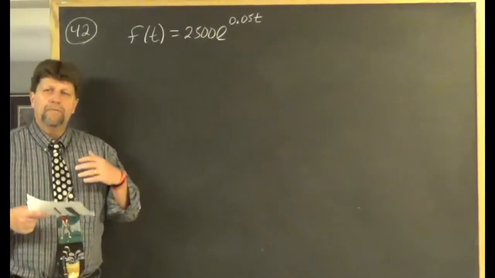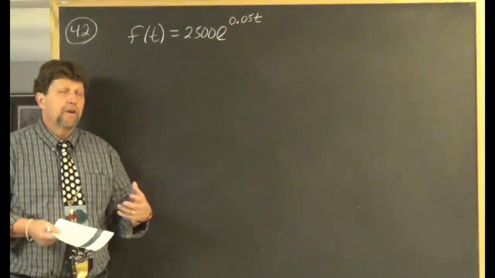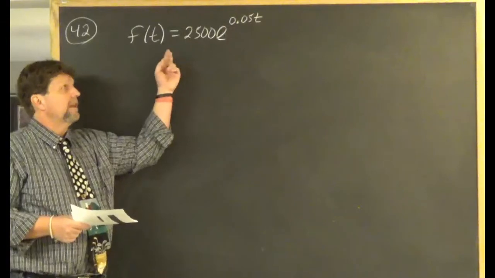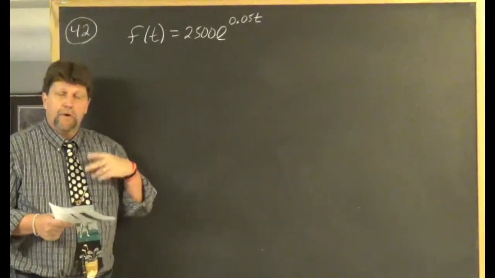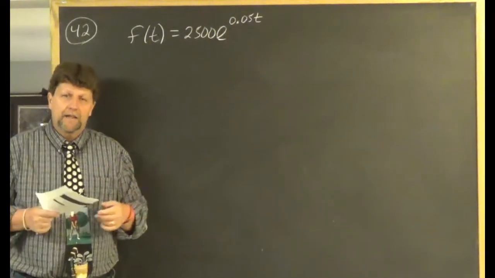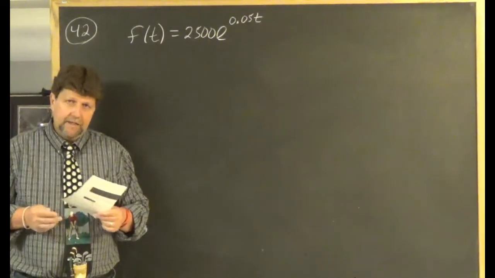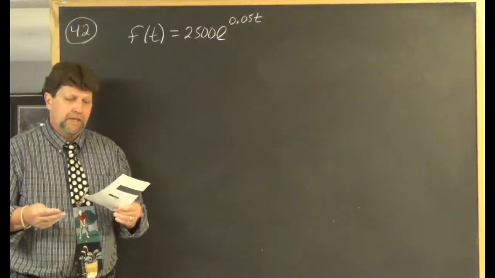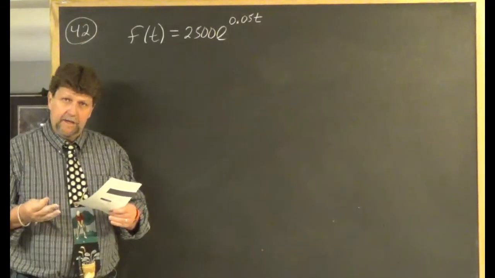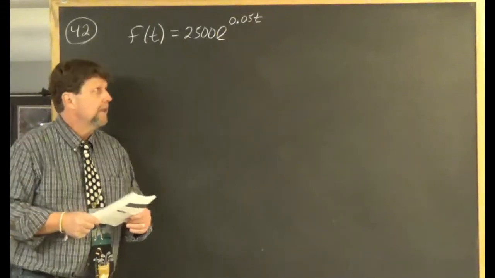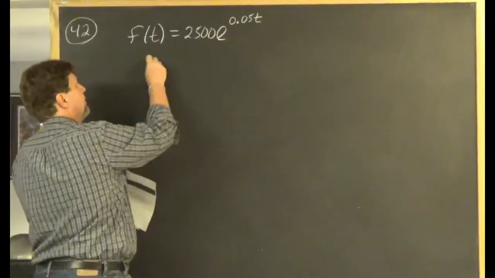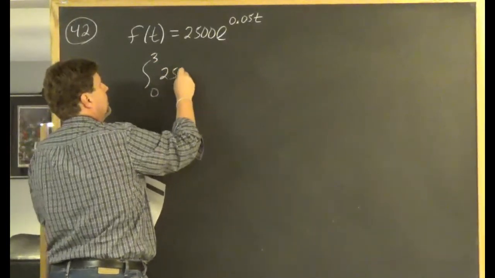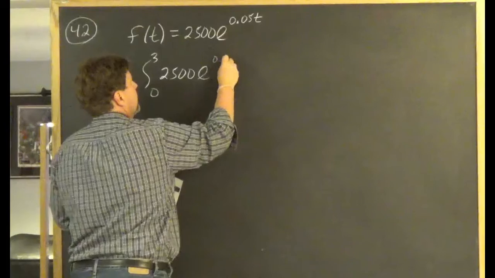All right, number 42. Again, a lot of words. You have the book in front of you. I'm not going to read it. You could read it. But I believe you were given this as the rate of change function for a vending machine in a college dorm. And you were asked the total amount generated by this vending machine over the first 3 years of operation. So because it's a rate of change function, you integrate from 0 to 3 the rate of change function.